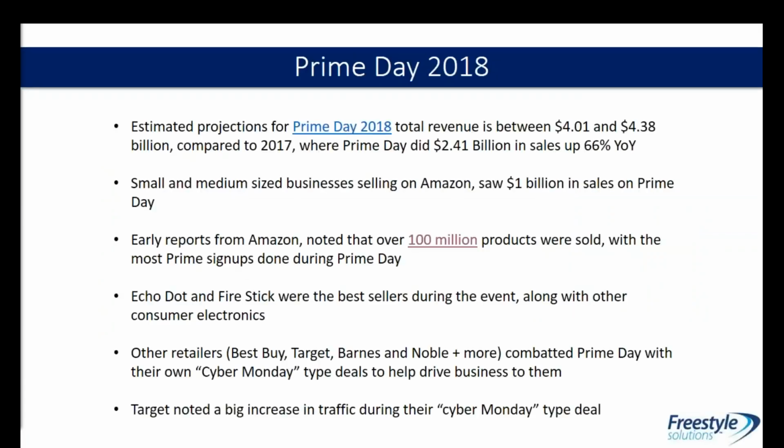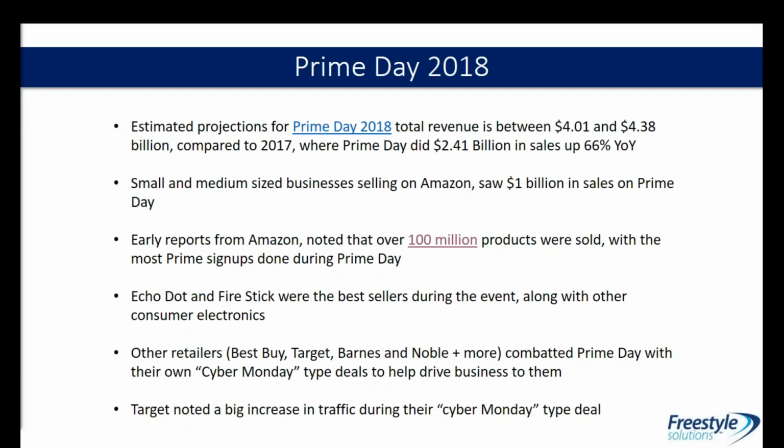So let's talk about Prime Day 2018. It was a very successful one, I would say, at least for Amazon. Their estimated projections for total revenue are anywhere between 4.01 and 4.38 billion. Compare that to 2017, where they did 2.41 billion. That is a year-over-year jump of 66%. If you are a small and medium-sized business selling on Amazon, congratulations, you were part of their $1 billion in sales on Prime Day.